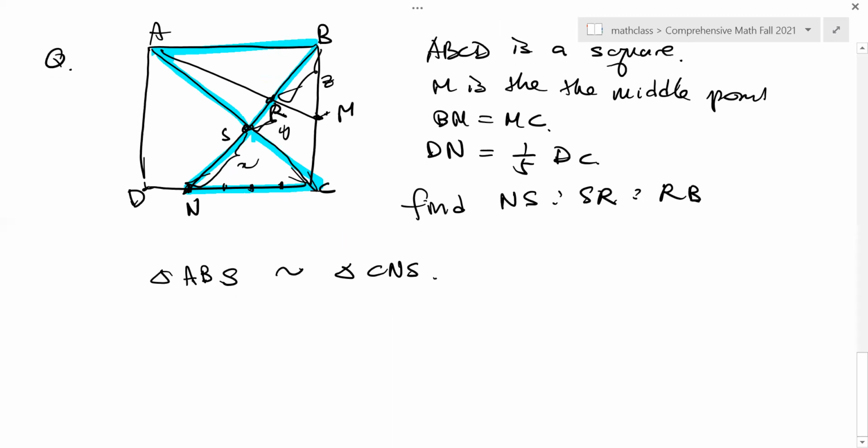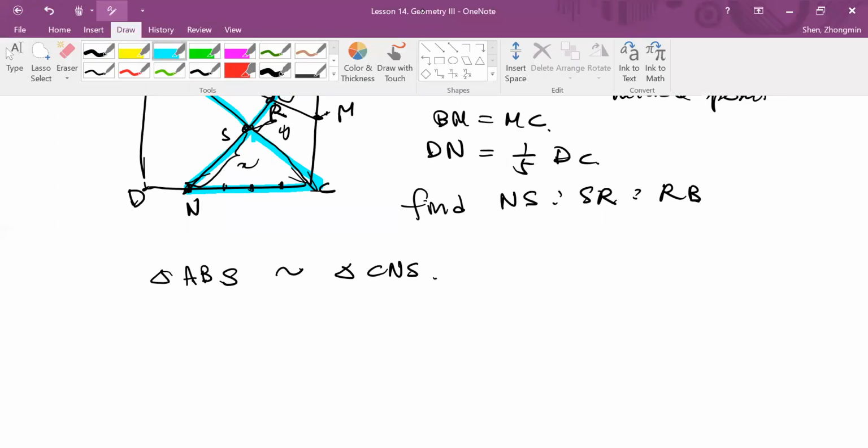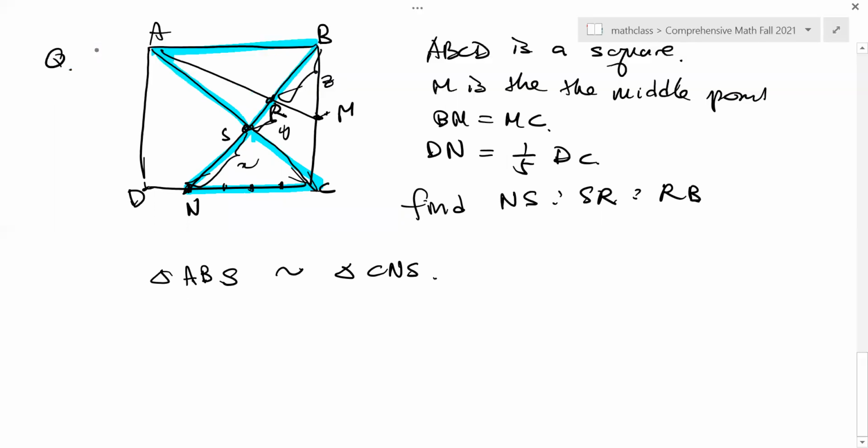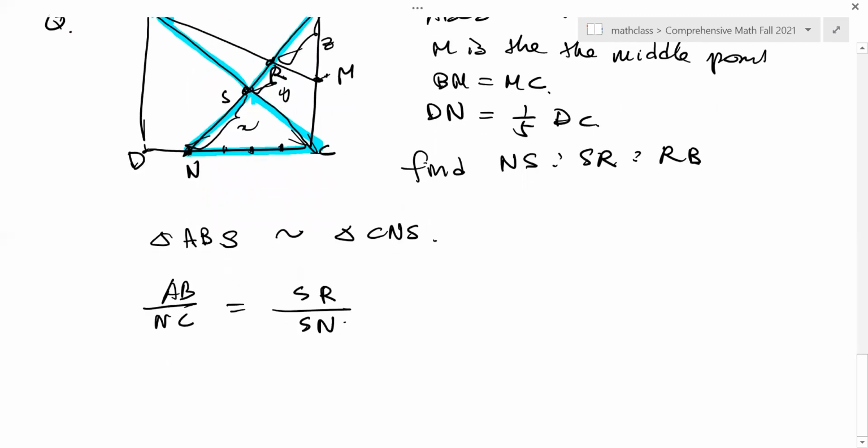Right. So then you have to, because of similarity, just write down some equations. Similarity is the ratio of the corresponding sides A, B, and C, which should be equal to SB, or BS, and SN, or NS. So that's a ratio. So let's see.